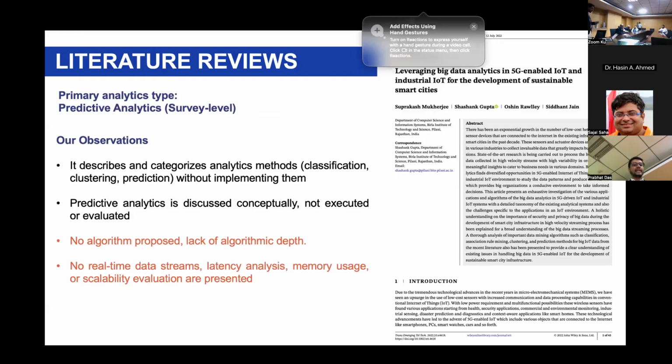Now, coming to the next paper, as you can see here, it was also a survey paper. But in this survey paper, we got to know that 5G, which back then was pretty new, was being used by people to connect IoT devices. There is also something called B5G, that's beyond 5G, which was also discussed in this particular paper. And again, no new algorithm was proposed, and no real-time data streams were used to perform those analyses.